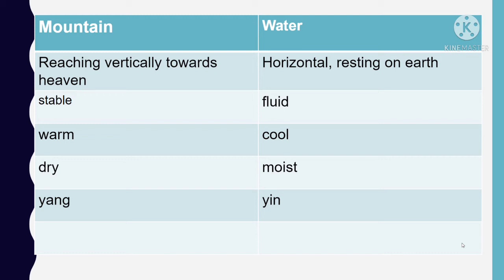The mountain is always stable, whereas water is fluid. Mountain is warm, water is cool. Mountain is dry, water is moist. And that is why mountain is called yang and water yin in Chinese.